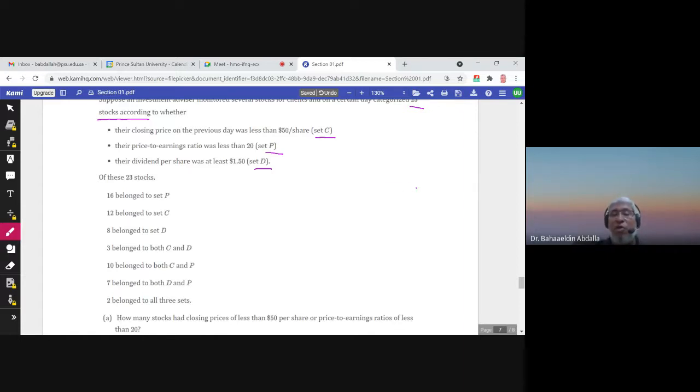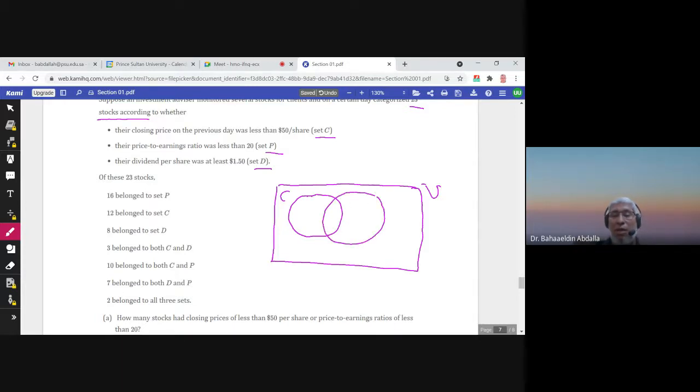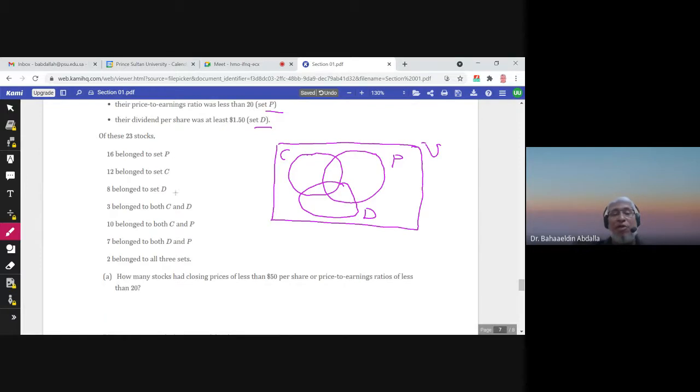If we draw the universal set, so this is the universal set U, okay, and we have set C, set P, and set D. So these are the three sets, C, P, and D. Of these 23 stocks, 16 belong to set P. So P has 16 elements, but some of them are here, some of them are here, some of them may be here. So let us wait a little.